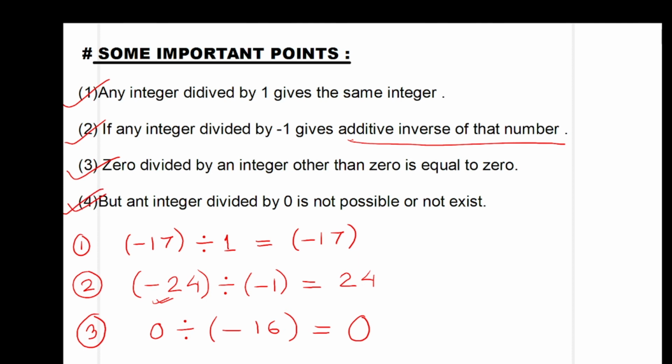Number 4: any integer divided by 0 is not possible or does not exist. That means 26 divided by 0 does not exist. We will not get any answer. Don't make the mistake. When you divide 0 by any number, only then will you get 0. Here the answer you will not get is 0.